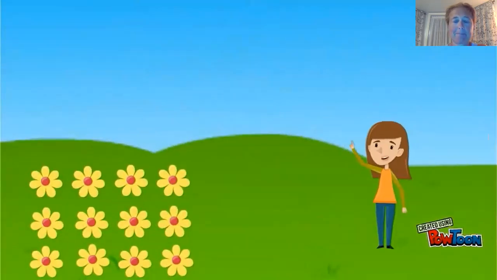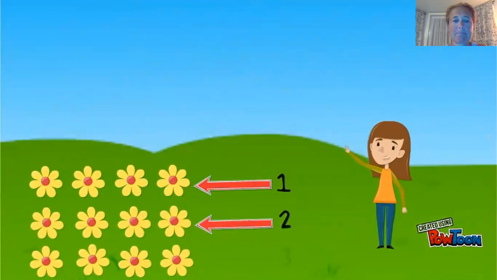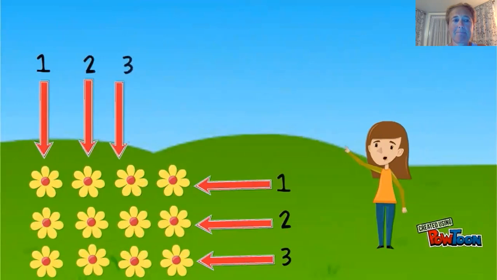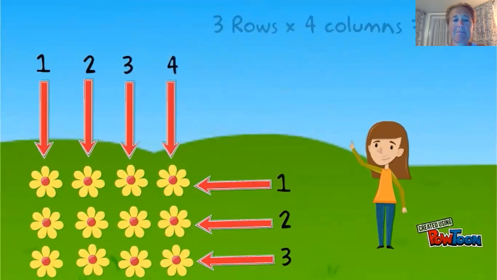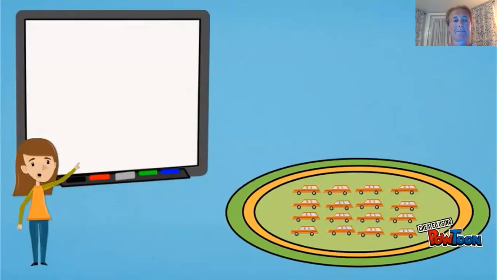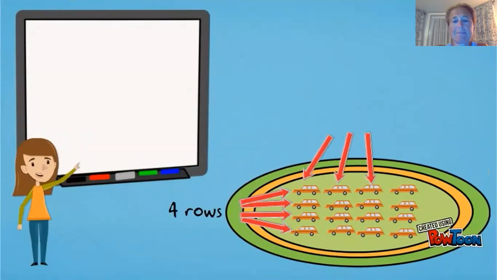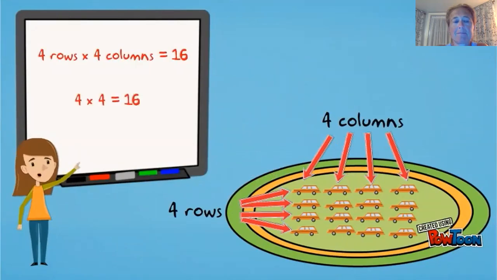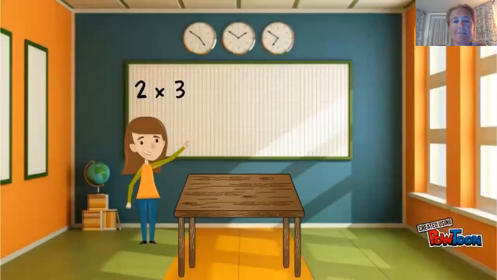Let's look at the array of flowers in the school garden. There are 1, 2, 3 rows of flowers in the garden. There are 1, 2, 3, 4 columns of flowers in the garden. 3 rows times 4 columns equals 12. 3 times 4 equals 12. Let's look at the array of toy cars on the carpet. There are 4 rows of cars on the carpet. There are 4 columns of cars on the carpet. 4 rows times 4 columns equals 16. 4 times 4 equals 16.